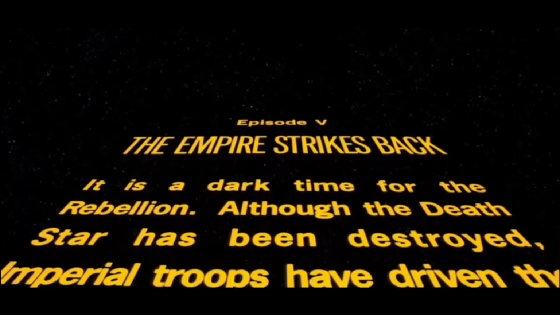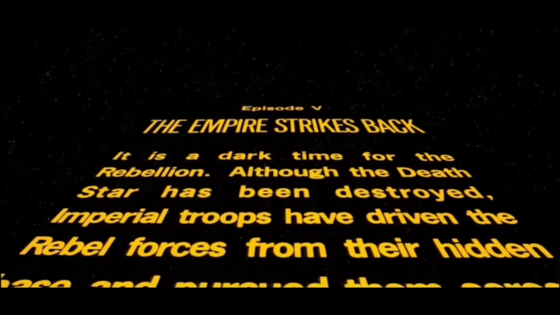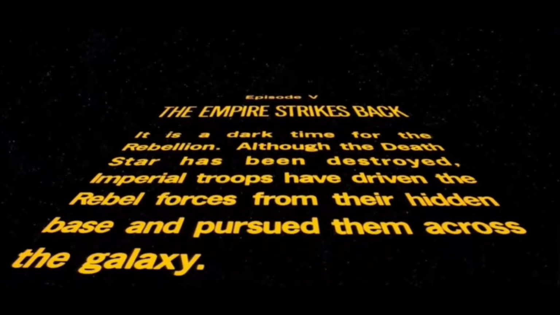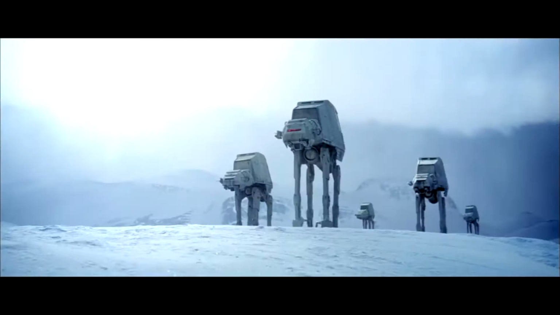Although the Death Star has been destroyed, Imperial troops have driven the rebel forces from their hidden base and pursued them across the galaxy. Let's keep going to the next sentence. Evading the dreaded Imperial Starfleet, a group of freedom fighters led by Luke Skywalker has established a new secret base on the remote ice world of Hoth.